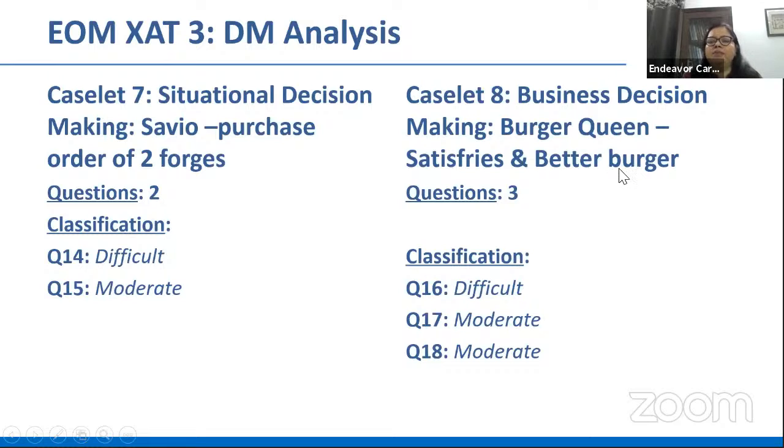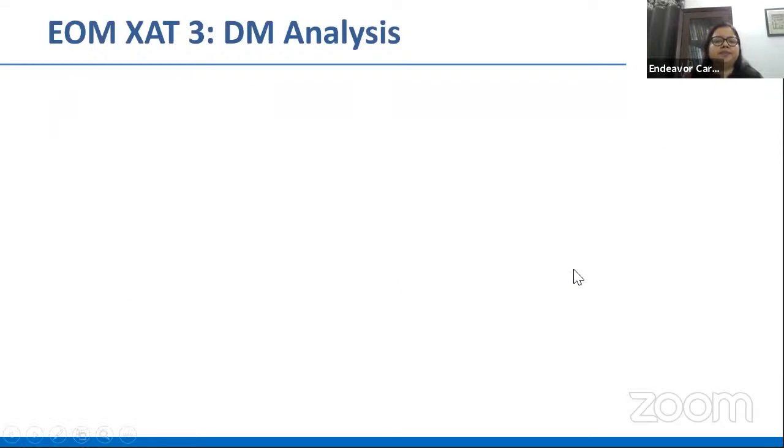Caselet 8, the business decision making regarding Burger Queen, Satisfries, and Better Burger. I thought that the first question there was difficult, taking a call on Satisfries and what is the course ahead for them. But the other two questions, 17 and 18, were very easy. This caselet had a little more reading. The paragraphs were slightly lengthy and there was also additional data, but still overall a relatable one.